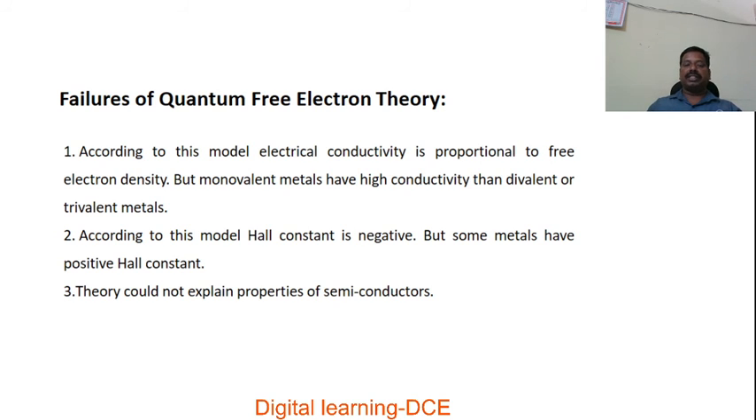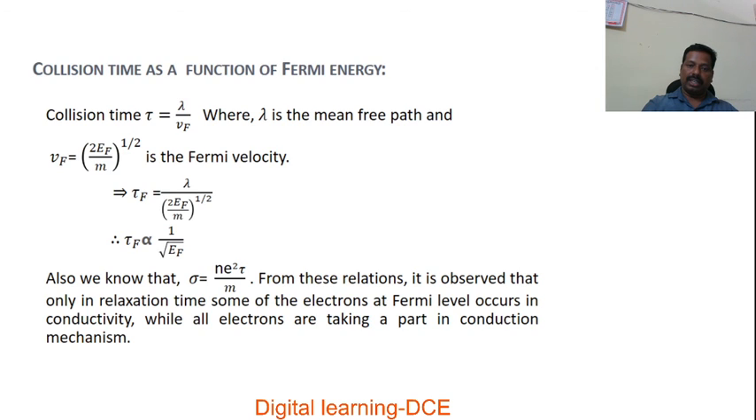And the third limitation is that the theory could not explain properties of semiconductors. This quantum free electron theory explains only the properties of metals, but it fails to explain the electrical properties of semiconductors. This is another major drawback of free electron theory. Mainly these are the main failures or drawbacks of free electron theory. Again, we may ask 2 marks questions on these concepts. With this, I am going to end the discussion of this session.